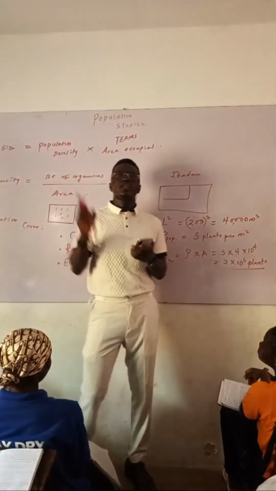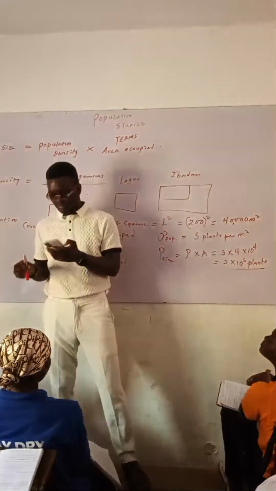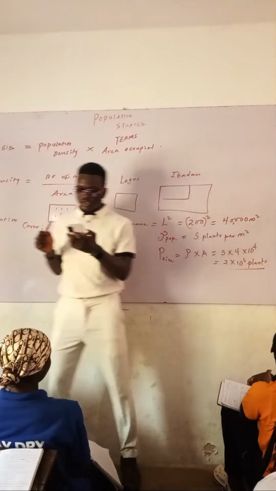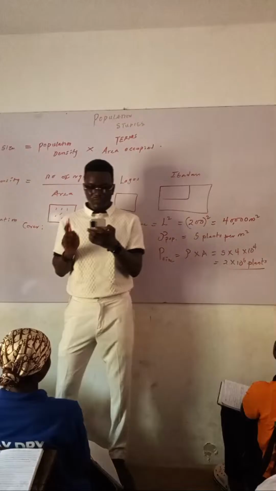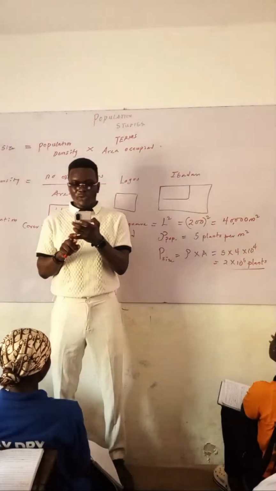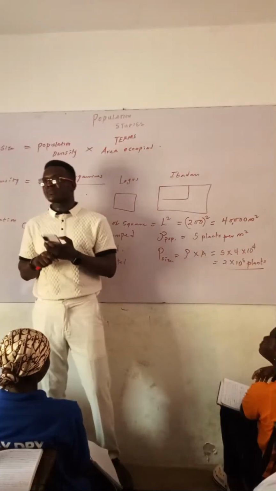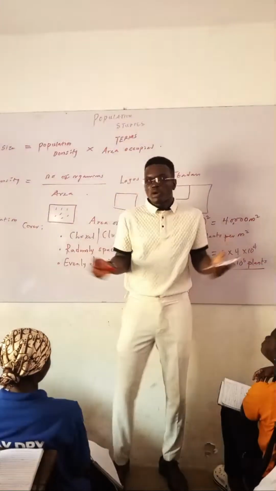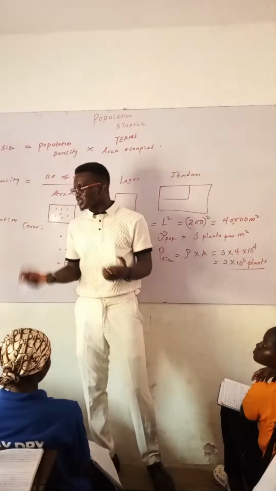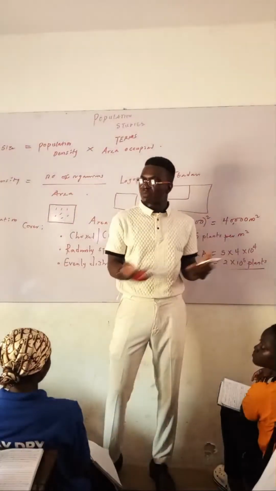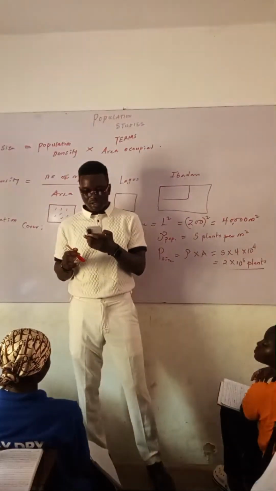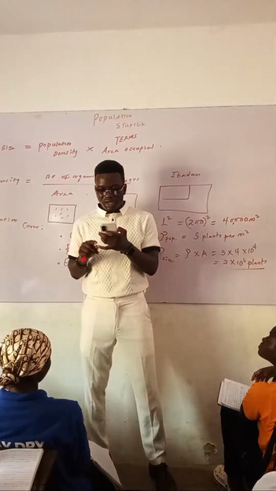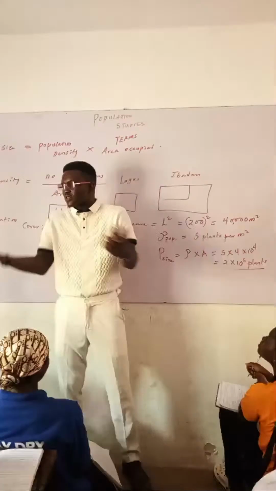Which of the following is not true of population? A. Members of a population may be of the same species. True or false? True. Members of a population are usually organisms of the same species. Option B. Members of a population may be of the same species.